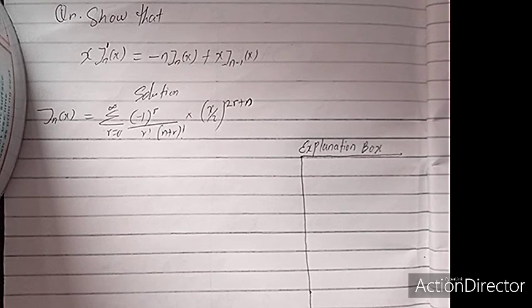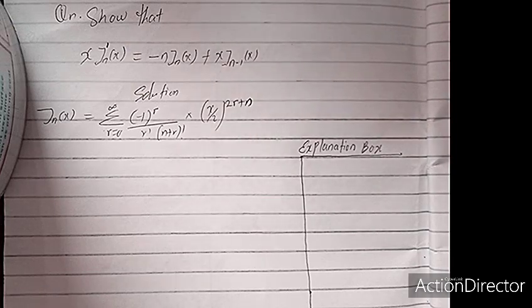So in this video we want to show that xJn prime of x equals minus nJn(x) plus xJ(n-1)(x). The first thing we need to know is the formula for Jn of x, which is the summation from r equals 0 to infinity of (-1)^r over r factorial (n plus r) factorial times (x over 2) raised to power 2r plus n.